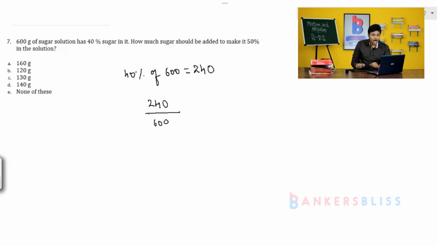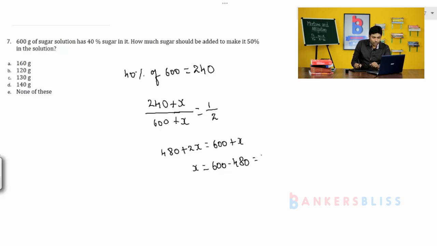But what they are asking is, how much sugar should be added? Consider the sugar added as x. So if you add sugar, the total quantity also increases. After increasing, it has to become 50%, that is 1 by 2. So cross multiplication: 240 into 2, 480 plus 2x is equal to 600 plus x. Therefore, x is equal to 600 minus 480, which is equal to 120. So option B is the right answer.